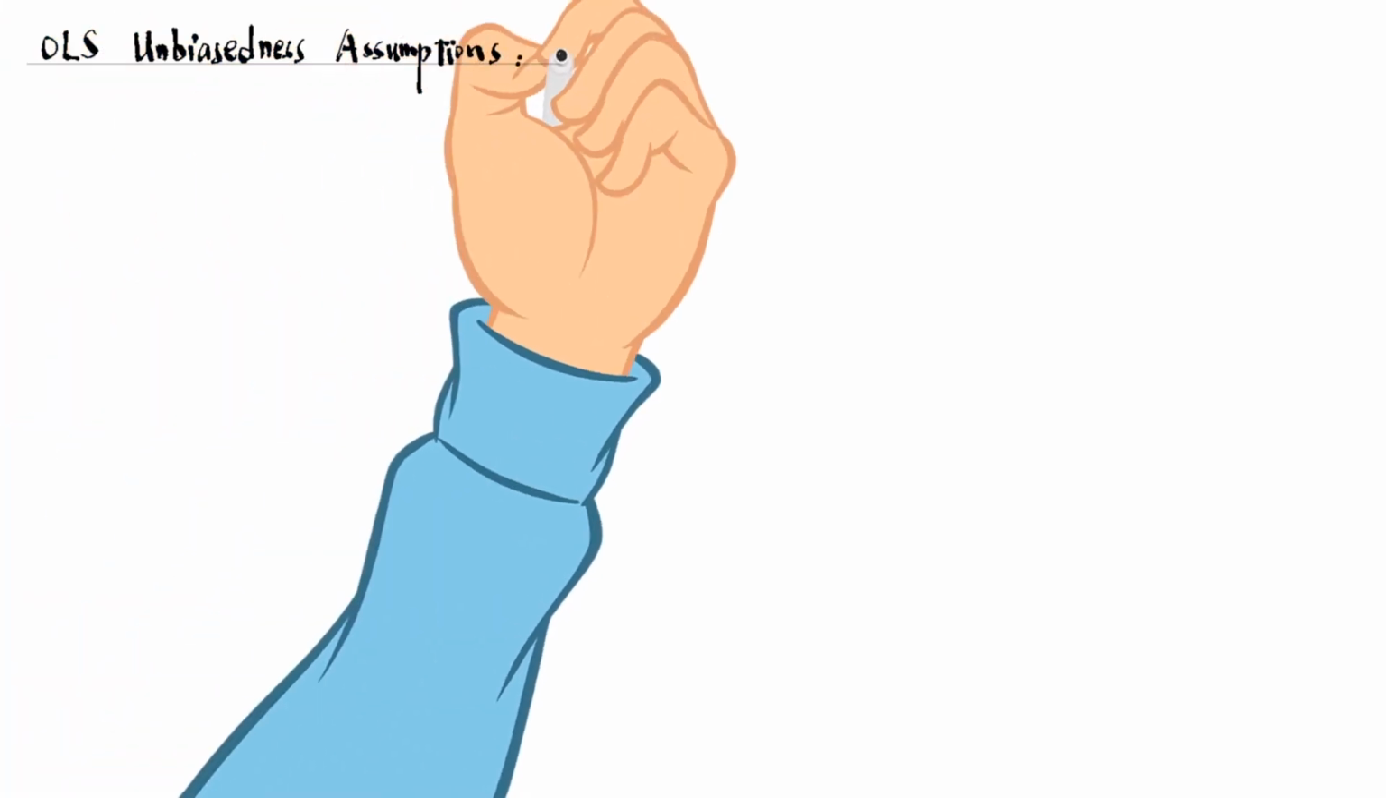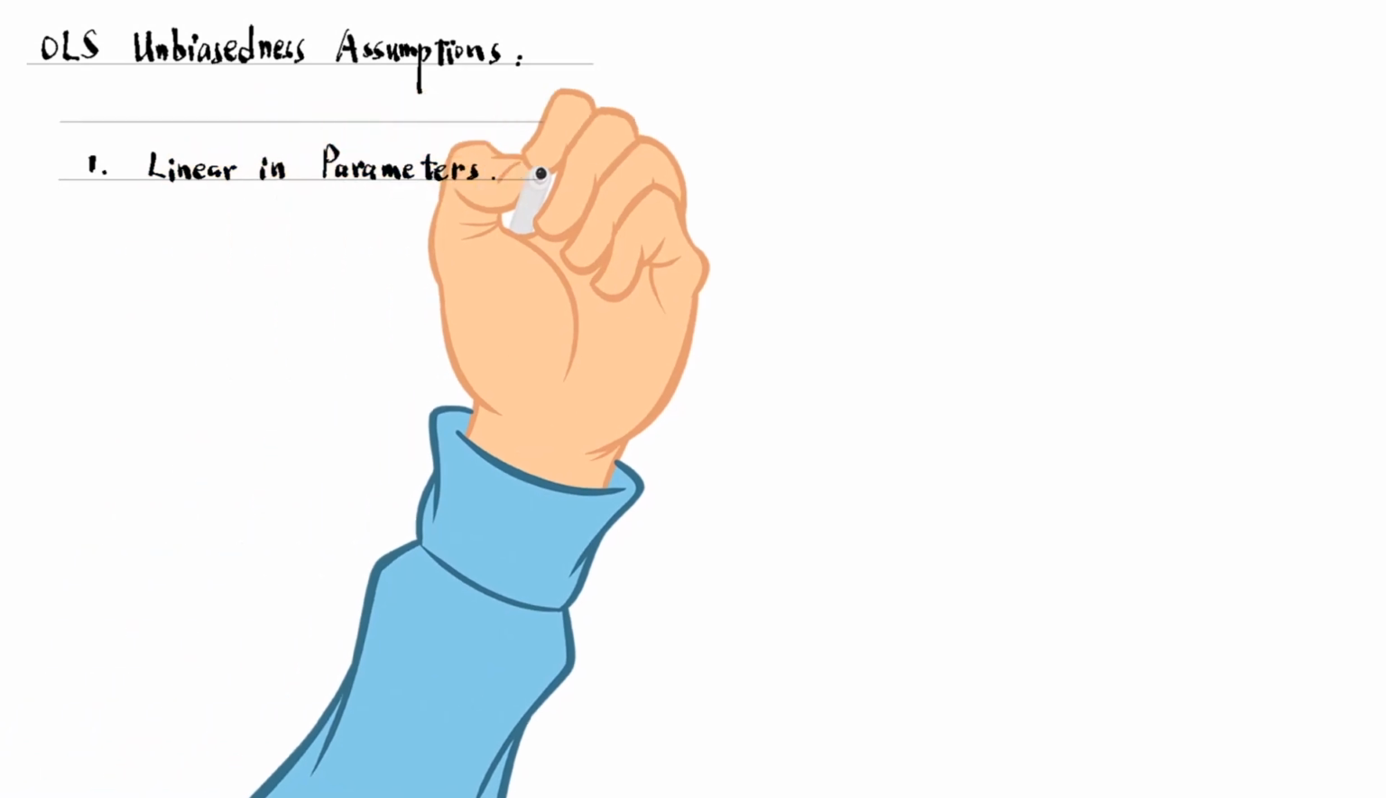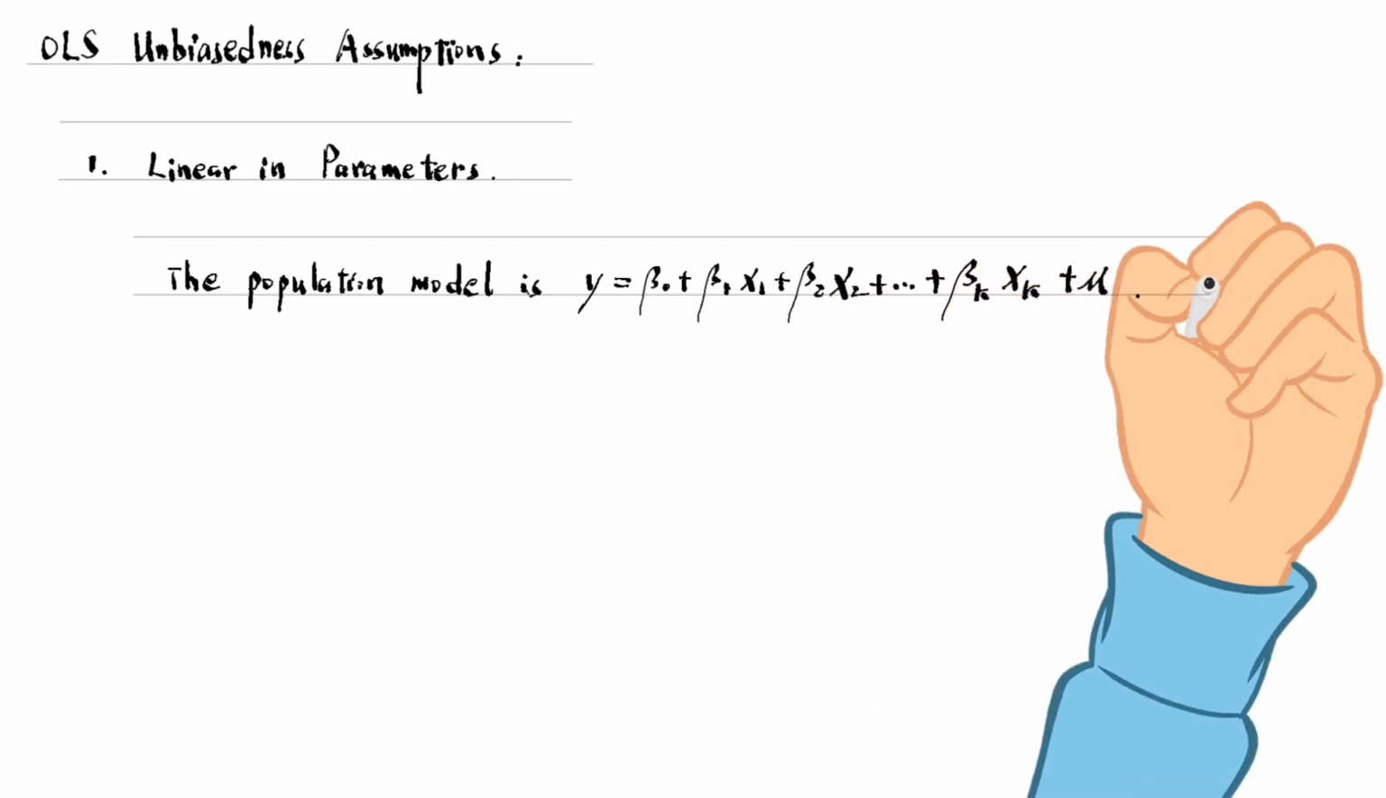The first assumption is linear in parameters. In the population model, the outcome variable y is related to the explanatory variable x and the unobserved random error term mu in a linear form. The key is that it is linear in parameters beta. Beta is what we want to estimate.